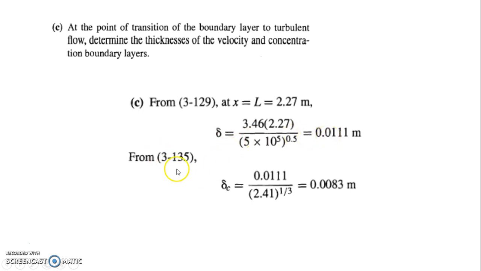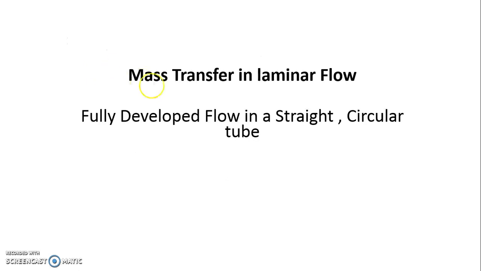Then we will get 0.0111 meter. And from equation 3.15, you will get delta C. The thickness of the velocity boundary layer is delta, and the thickness of the concentration boundary layer is delta C. You just need to substitute 0.0111 over 2.41 to the power of 1 over 3, then you will get delta C. So delta refers to the thickness of the velocity boundary layer, and delta C refers to the concentration boundary layer.